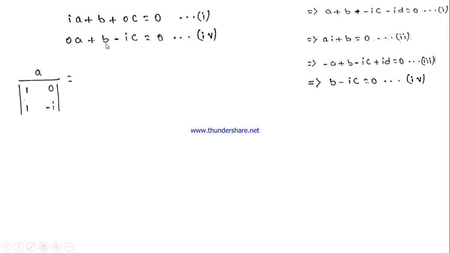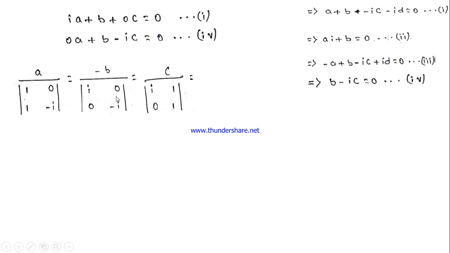A divided by the determinant of coefficients of b and coefficients of c, written in columns. That is 1, 1, 0, minus i. Minus b divided by i, 0, 0, minus i. That is, leaving this column, consider the remaining two columns. Now equal to c divided by, leaving this column, consider these two columns, i, 0, 1, 1. And please keep this in mind: first one goes with positive sign, second one negative sign, third one again positive sign. It goes with alternating signs, plus, minus, plus.